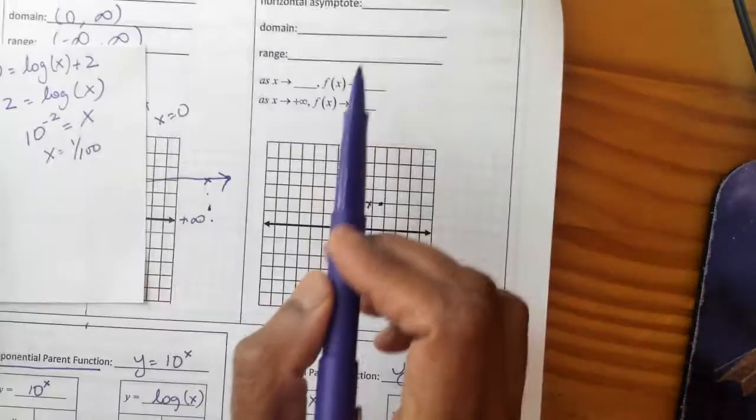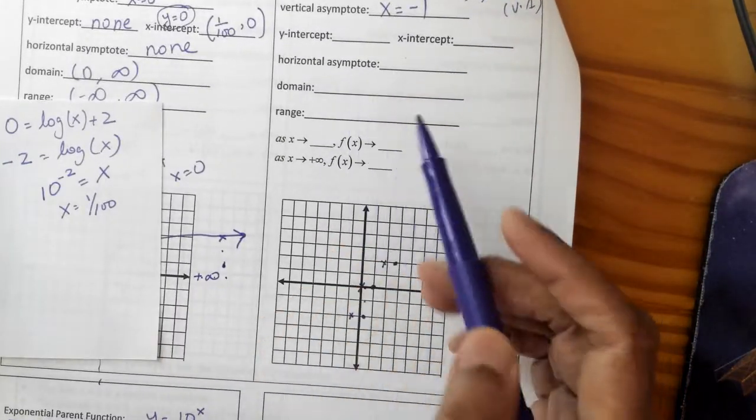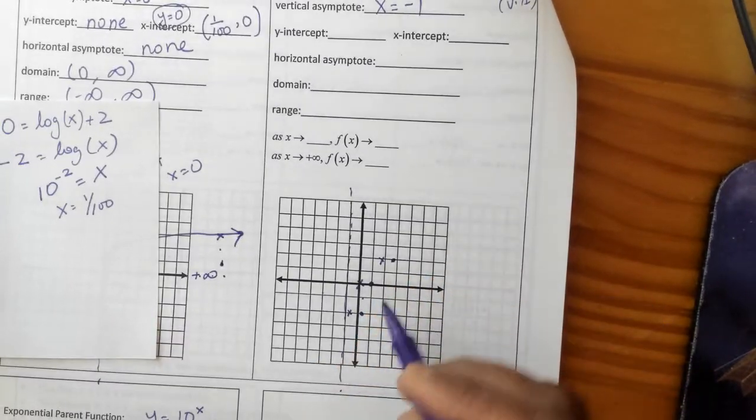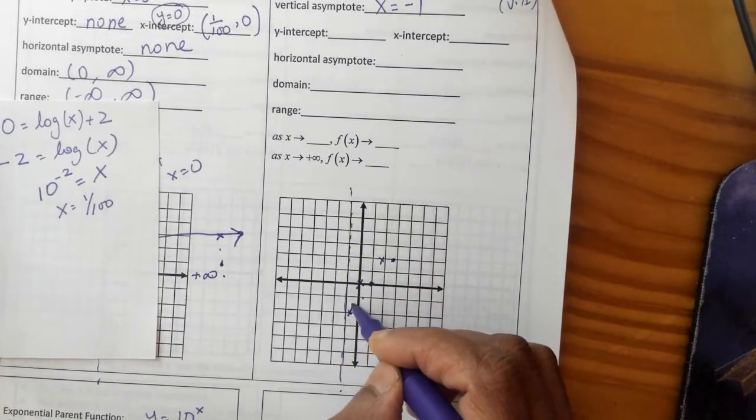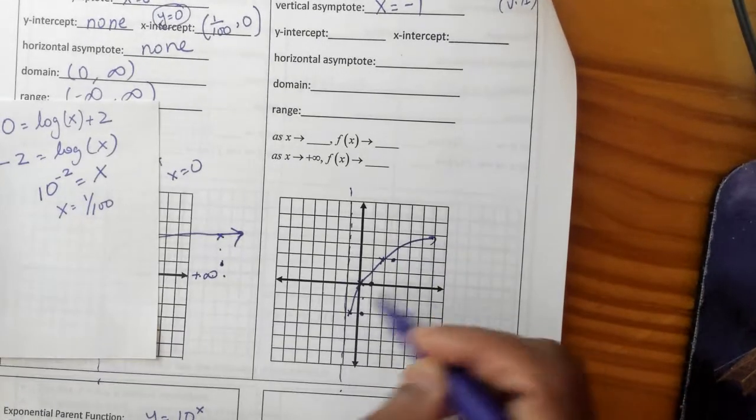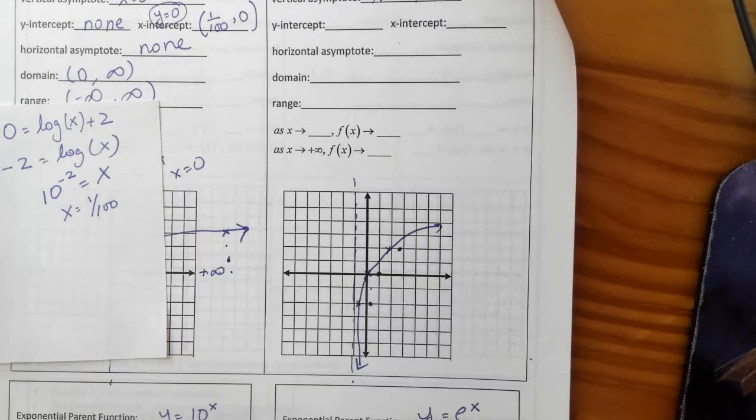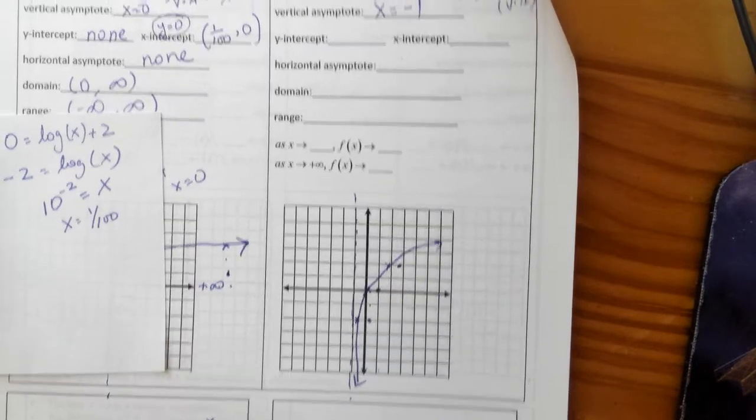And then we also talked about my vertical asymptote being negative 1. So this is where I draw my vertical asymptote. And then let's go ahead and join these 3 points, and on the other side too. So this is my logarithmic graph.